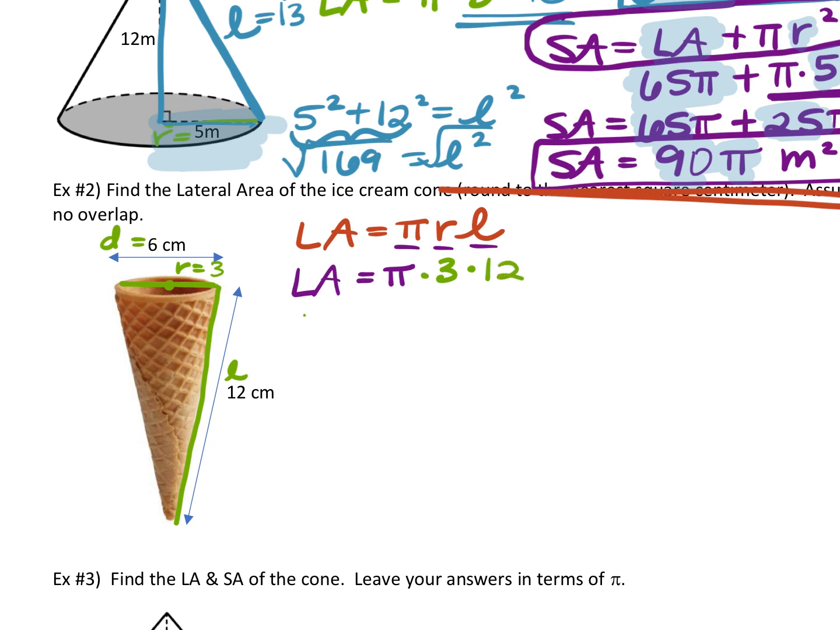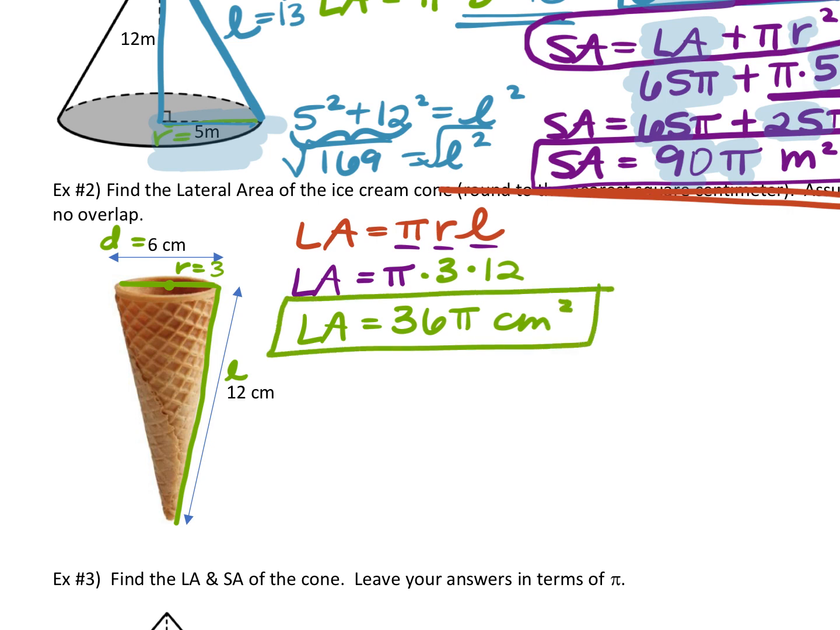What does that simplify to? 36. But don't forget the pi, right? There's still a pi there. 36 times pi centimeters squared. Okay, so that's your lateral area.